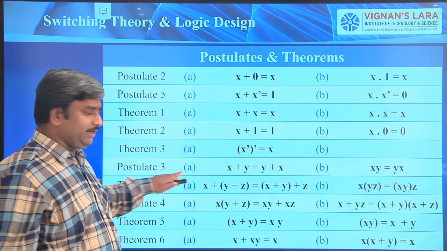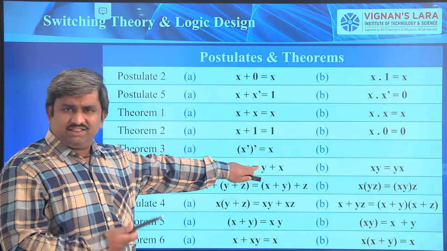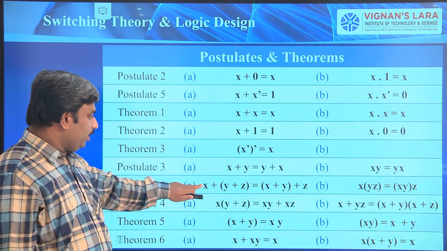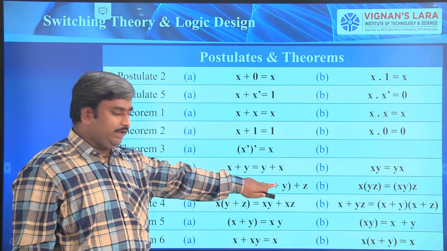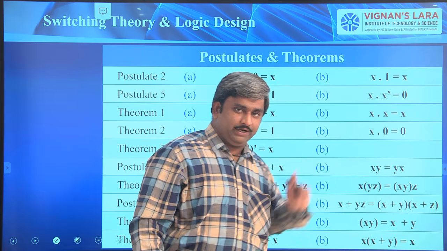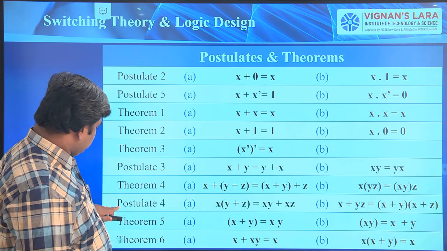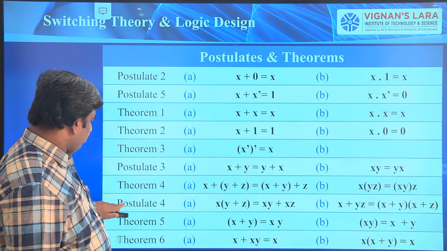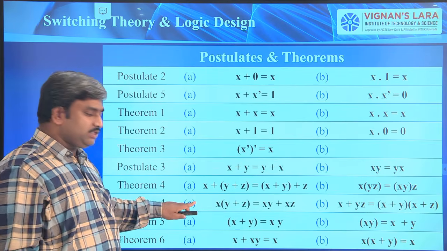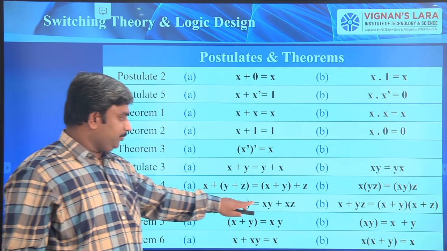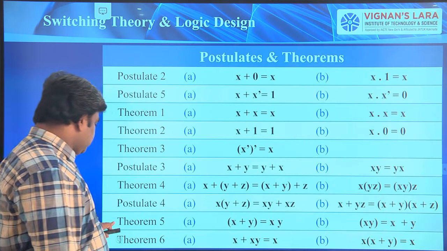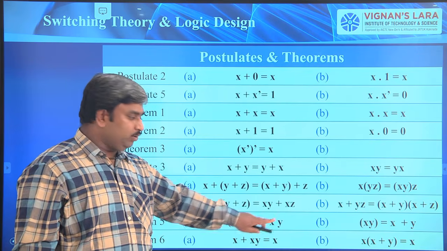Next, postulate 3. x plus y is equal to y plus x. That we know from childhood. xy is equal to yx. We can write anyway. Next theorem 4. x plus of y plus z is equal to x plus y plus z. Next, x of yz is equal to xy of z. That is theorem 4. Next, postulate 4. x of y plus z is equal to xy plus xz. This is nothing but the distributive law. x plus yz is equal to x plus y into x plus z.